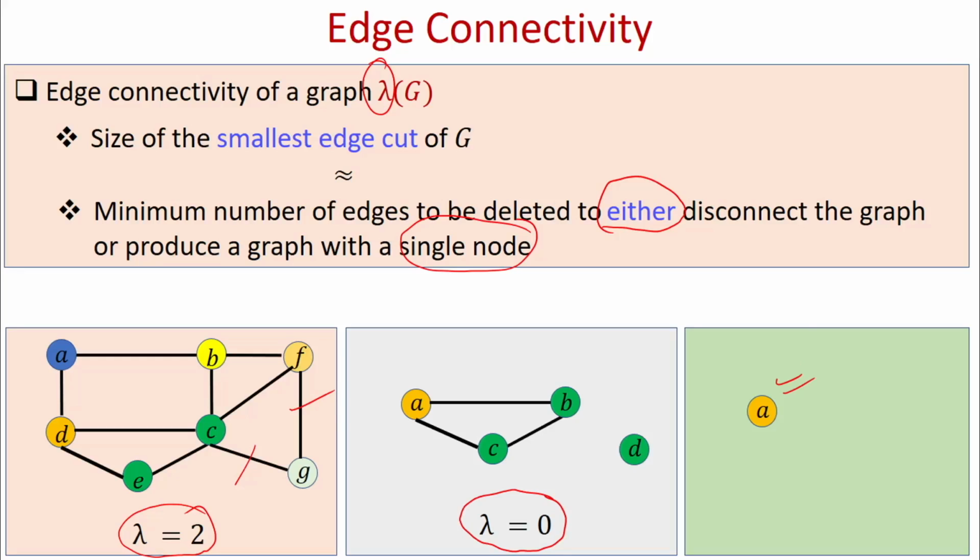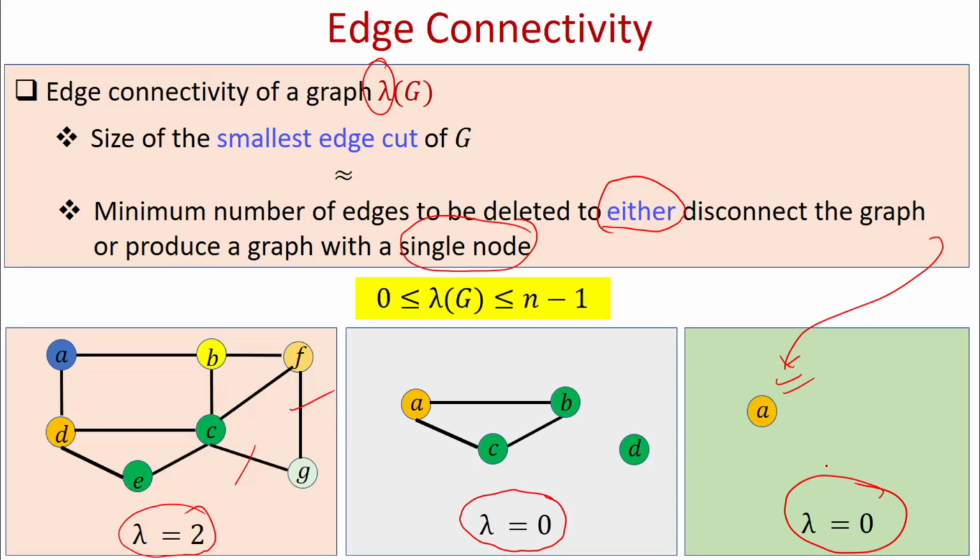Because if I apply this definition to the special case, then I get lambda equal to 0, because my graph is already a graph with a single node and I need to delete 0 edges to produce a graph with a single node. Okay. So again, it is easy to verify that your edge connectivity will be in the range 0 to n minus 1. 0 for the case when your graph is already disconnected, or for this particular case when your graph consists of a single node, and n minus 1 for the case when your graph is a complete graph. If your graph is a complete graph, then you just delete n minus 1 edges incident with any node, and that node gets disconnected from the rest of the network.